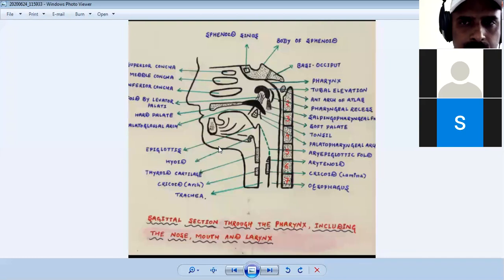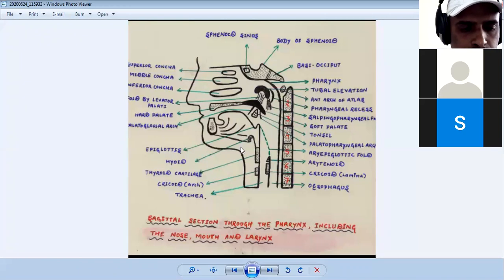Next part, सर डायग्राम दिसेना झाली. 1 minute. Can you see? Can you see? हा सर आता दिसतंय. Okay. हा सर आता दिसतंय.